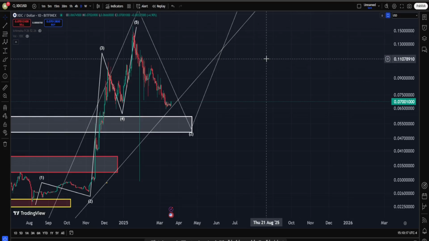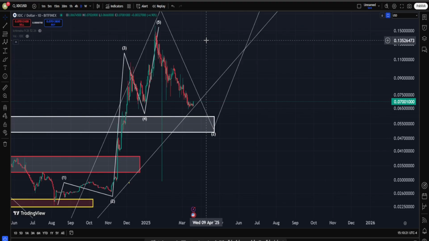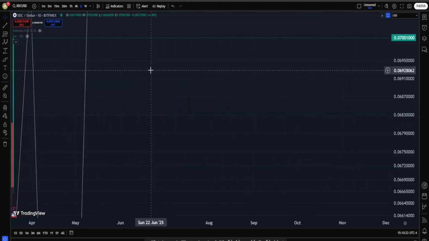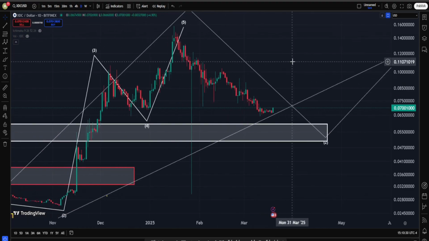Okay, hi everyone, welcome back, and in this update we are going to talk about XDC, and the question for today's video is this: can the bottom already be in, and from here can we see a very strong move on the upside? The answer is yes, but at the moment we cannot really be bullish with a lot of confidence, and I'm going to tell you why.